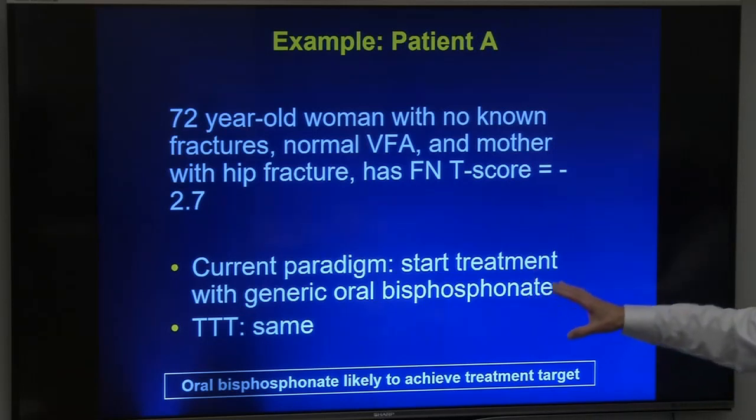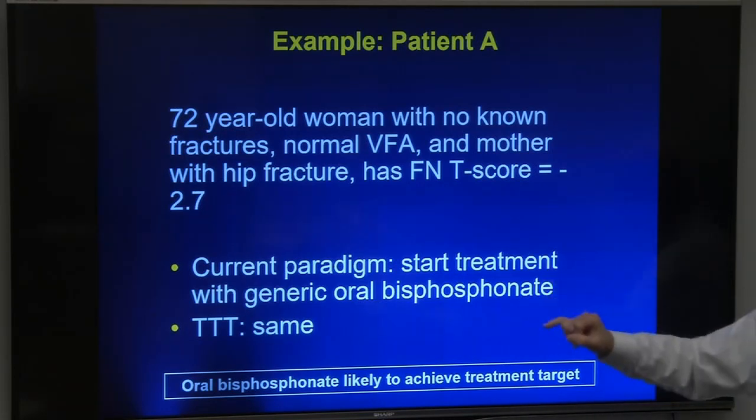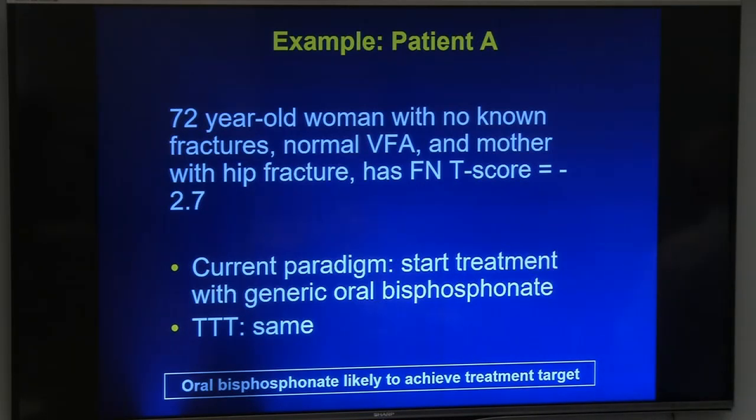The current thinking with this kind of patient is that first line would be a generic oral bisphosphonate. That's what the payers want, and you're going to be hard-pressed to argue with them. And if you wanted to think about treatment to target, what are the chances that you can get to -2.5 or better with a generic bisphosphonate? The answer is pretty good. So the current state of the standard approach is the same as what you would like in terms of your target.